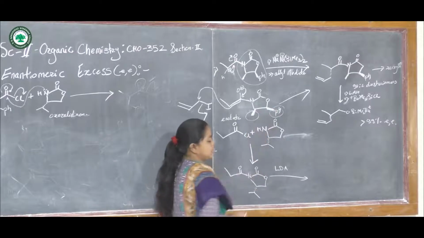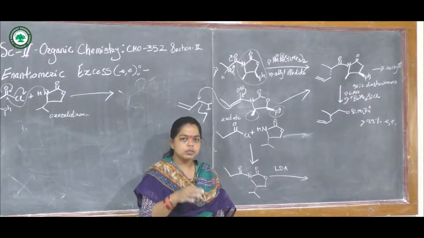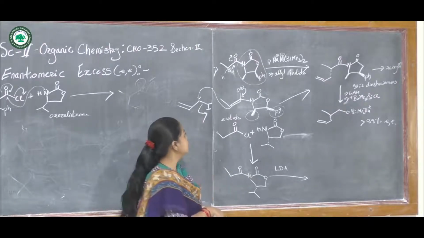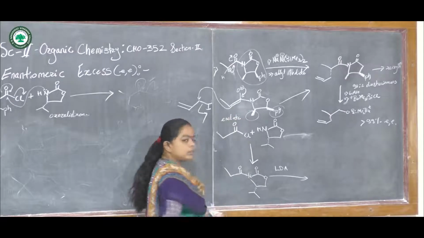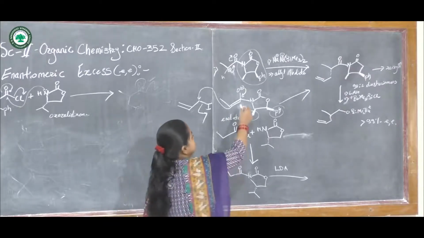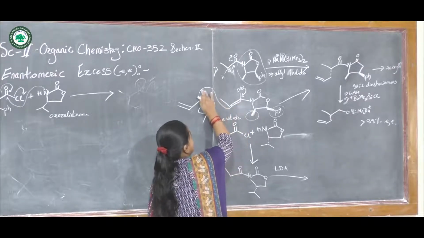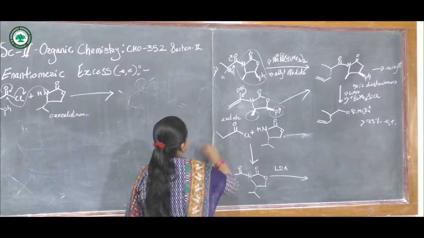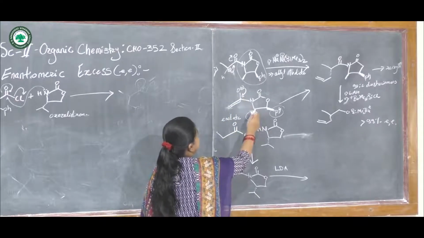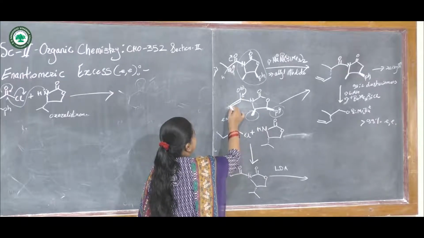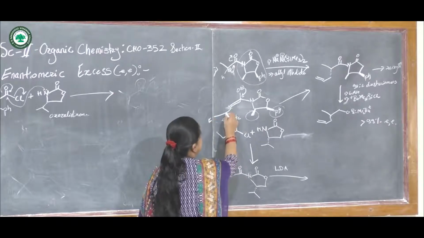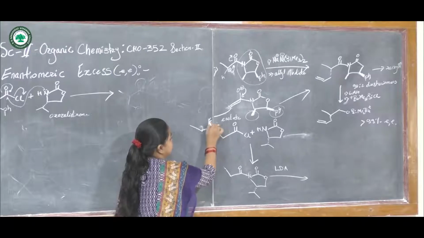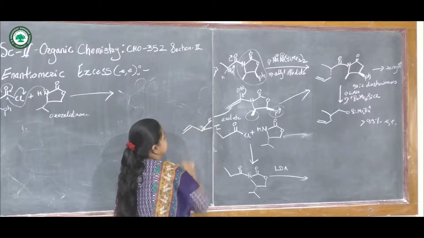Now these groups are present above the plane, beta oriented. So the front face of the double bond is shielded, so the electrophile must attack from the bottom face, or below face. So this front face is sterically hindered. We can write this as: this is the front face, and from the below side the attack takes place. From this below side it reacts with the corresponding electrophile, allyl iodide.